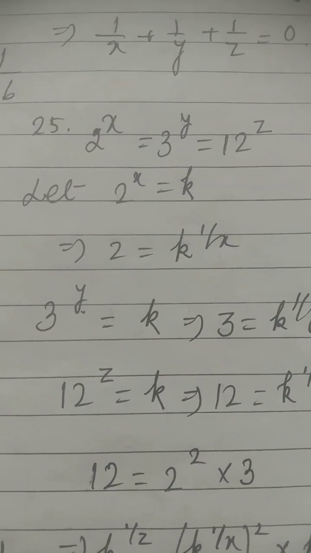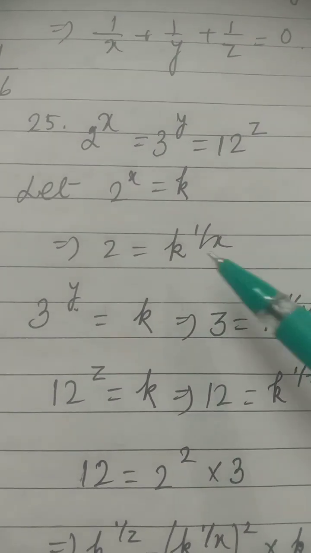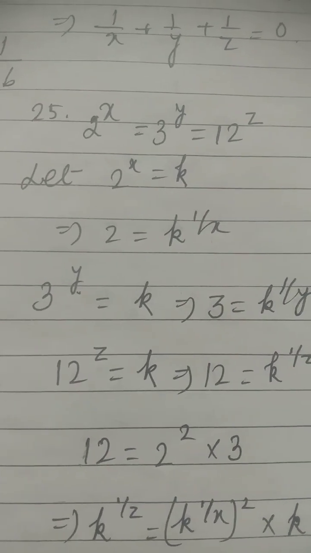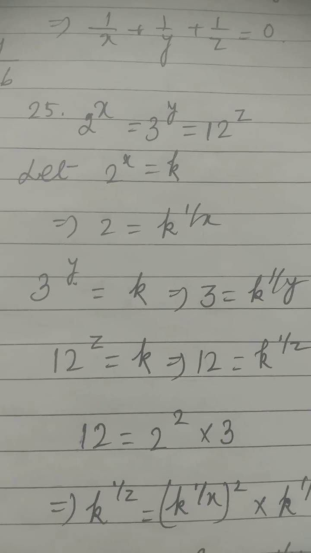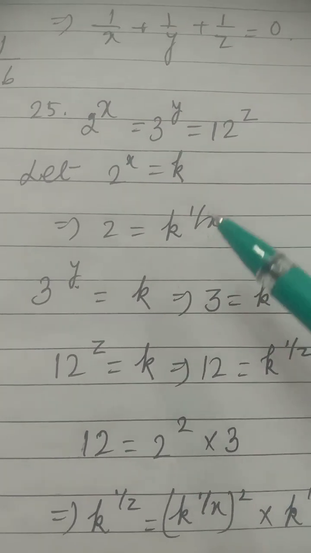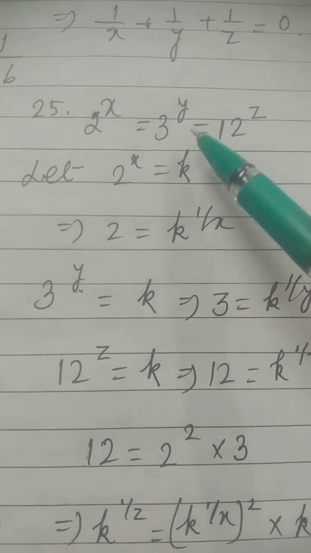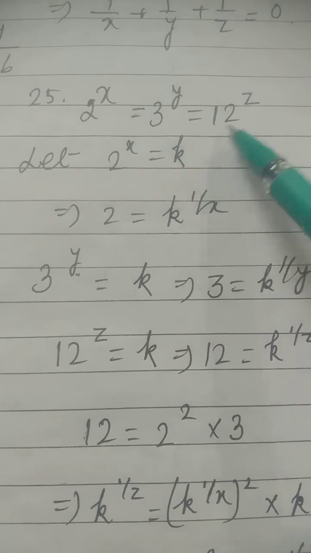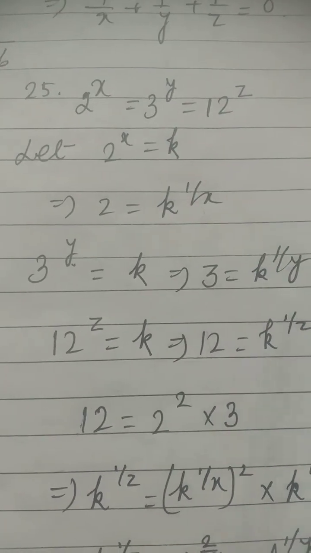Now this is question number 25. Here it's given 2 to the power x equals 3 to the power y equals 12 to the power z, and you have to prove that x equals 2yz by y minus z. So here also all the three terms are equal. So 2 to the power x equals k, 3 to the power y is also k, and 12 to the power z is also k. We'll suppose all the terms equal k.